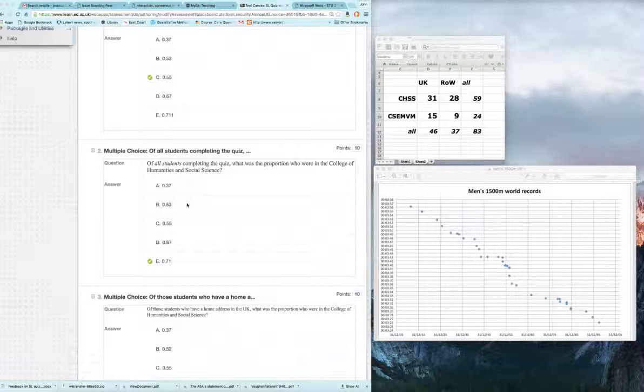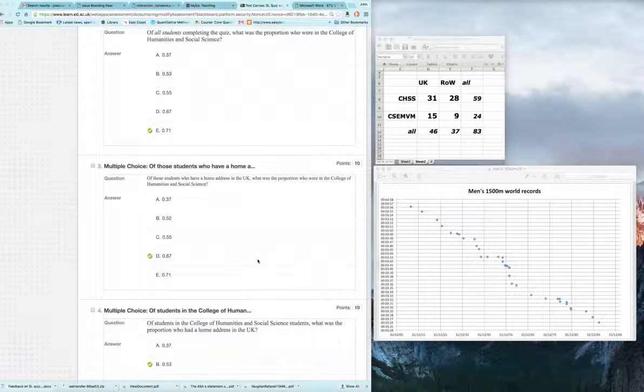Of all the students completing the quiz, what was the proportion who were in the College of Humanities and Social Science? This is the same idea, but this time we're looking at the rows rather than the columns. There were 59 students altogether in the College of Humanities and Social Science. Out of 83, 59 divided by 83 is 0.71.